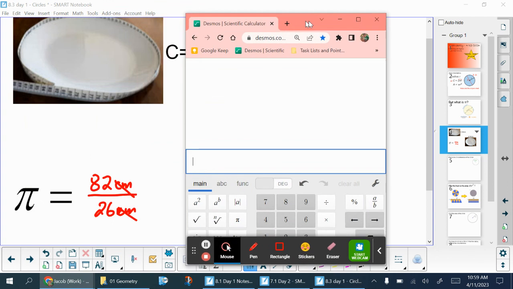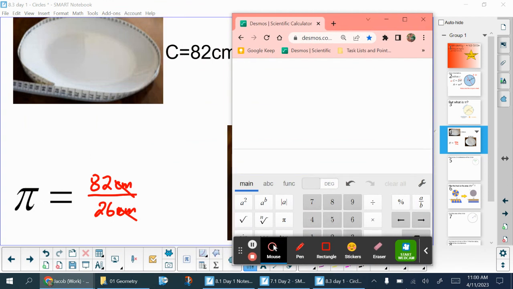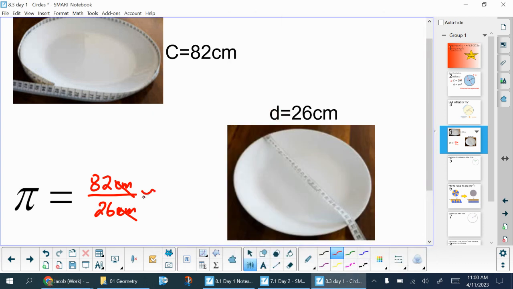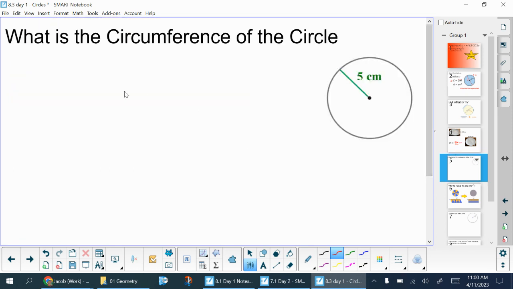And then I can go ahead and grab my calculator. And all I've got to do is take 82 divided by 26, and you'll see we get 3.15. Now, pi is actually closer to 3.14. I can just go ahead and put that in there, but that's just a limitation on how accurately we can measure. There are other ways to calculate pi more accurately besides actually dividing circumference by diameter, but that's what circumference is. So that is approximately pi. It's not exactly pi.